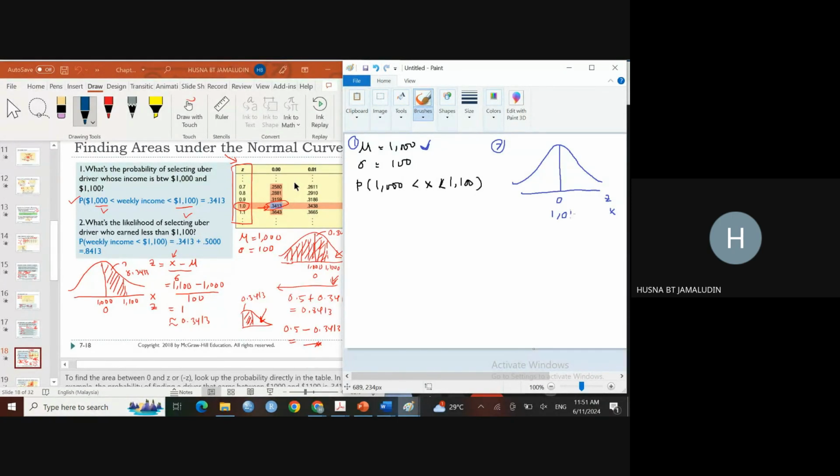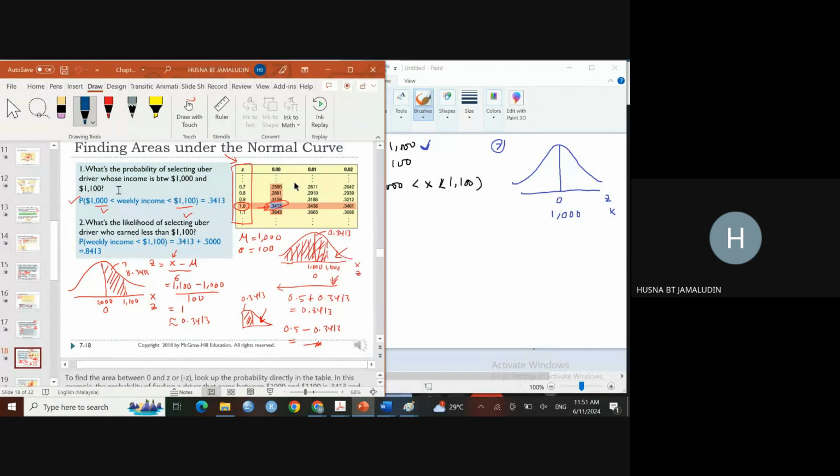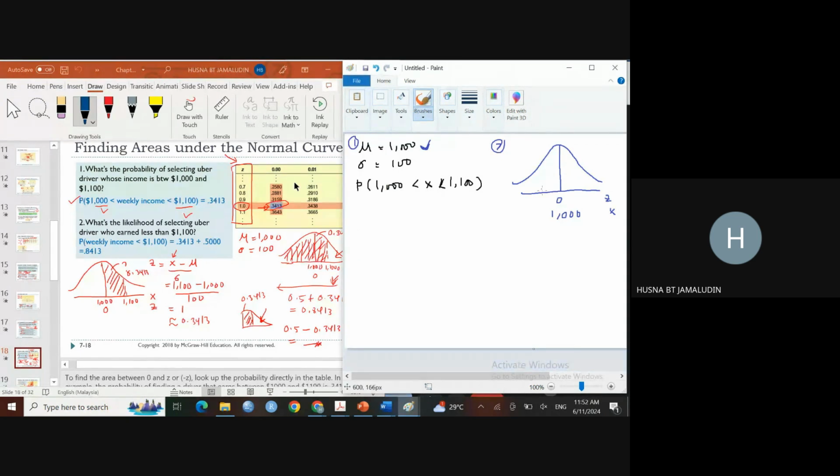Okay, so remember you have to draw the middle. For z, the value is 0. For your x, the value is your mean, which is 1000. Now, let's look at the question. What is the likelihood or probability between 1000 to 1100? If you want to find the probability of 1000, this is 1000, so you know that the z value is 0. So you don't really have to compute for 1000. Okay, so how about 1100?